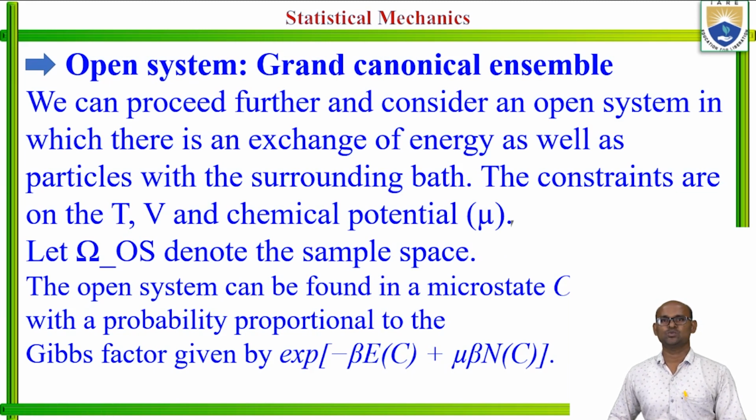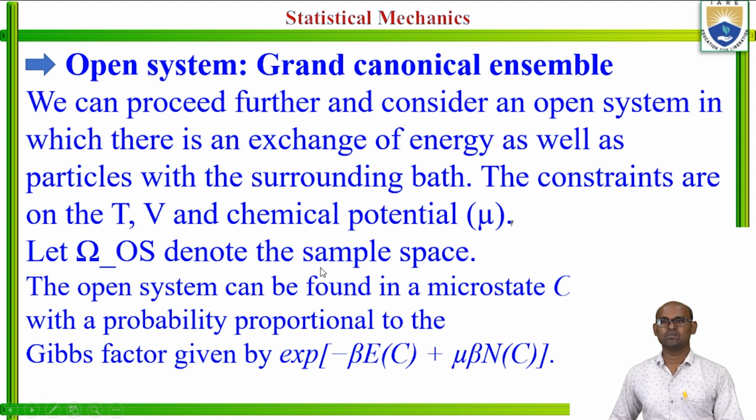The third system is the open system, for which we are going to construct a grand canonical ensemble. So we can proceed further and consider an open system in which there is an exchange of energy as well as particles with the surrounding bath. So a closed system is a system where there is exchange of only energy, but in an open system there is exchange of energy as well as particles with the bath. So the constraints are now temperature, volume and chemical potential.